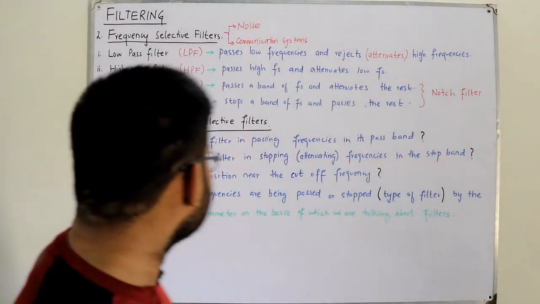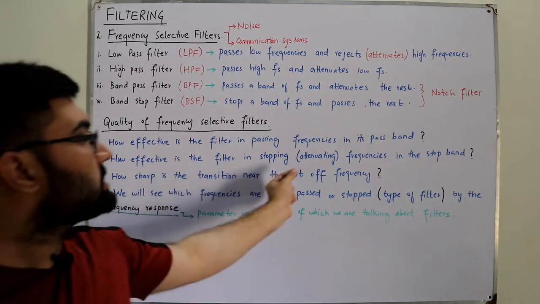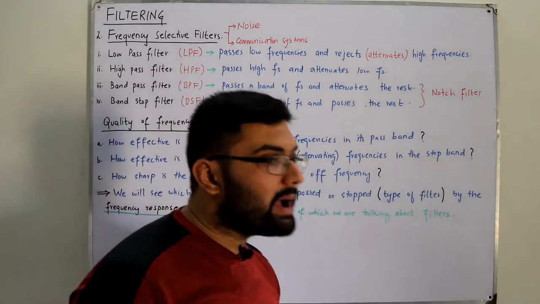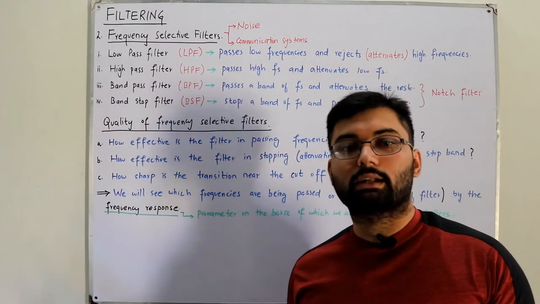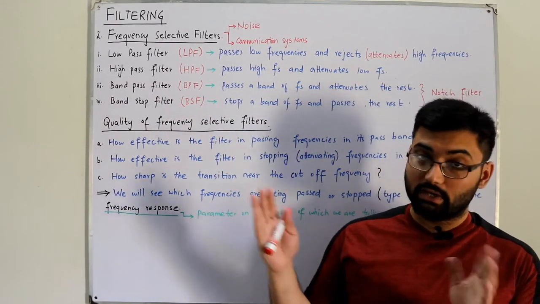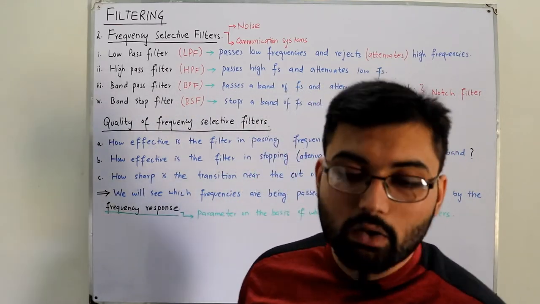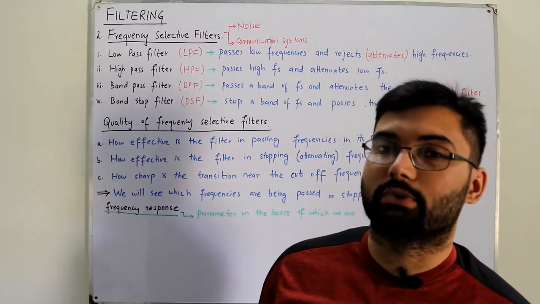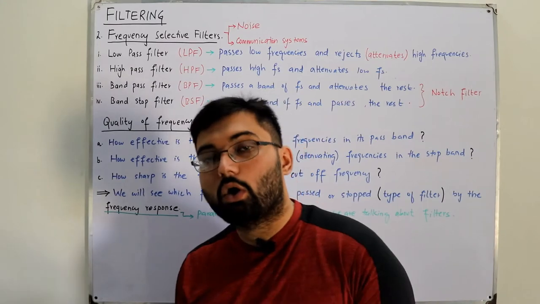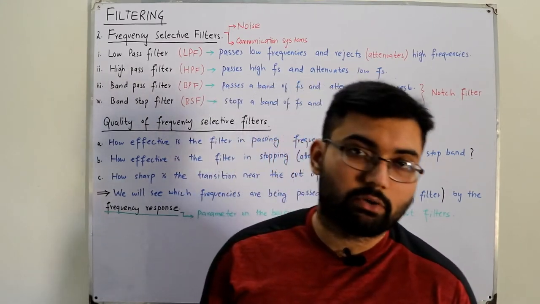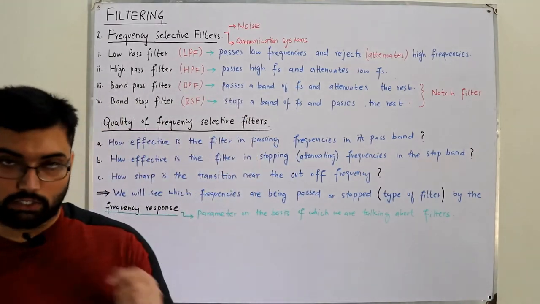The second is, how effective is the filter in stopping the frequencies in the stop band? This means what? The desired filter has to stop the desired frequencies. So how good is it stopping those frequencies? Is it stopping all of them? Is it letting some of them go? Or is it stopping some extra frequencies as well? So this would define the quality of the filter also.